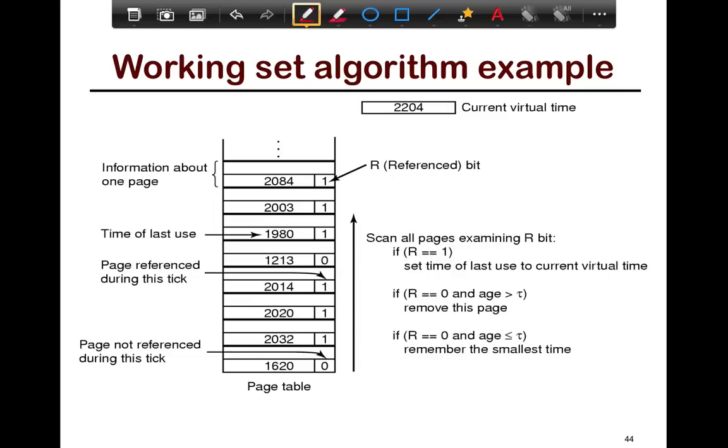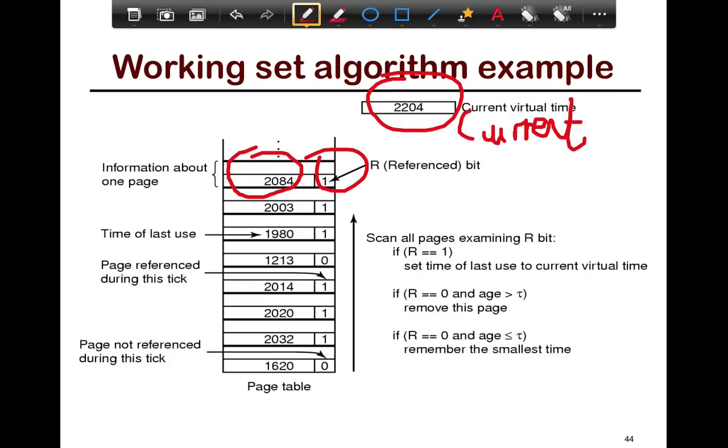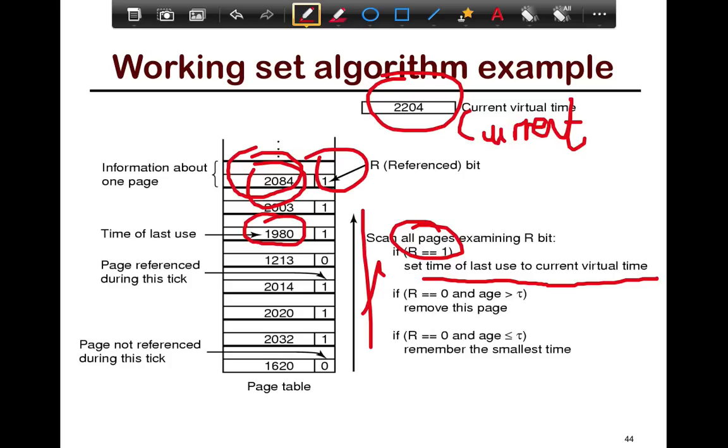So in this case, we're going to use a reference bit. We are also going to use a notion of time with each page. This one indicates the current time, and this one indicates the time on each page. So we scan all pages. If the reference bit is set, we set the time of last use to the current time. So for example, in this case, if the reference bit is set, we would update it to 2204. If the reference bit is unset and the age is greater than a certain number, so for example, in this case, 2014, this is also okay.